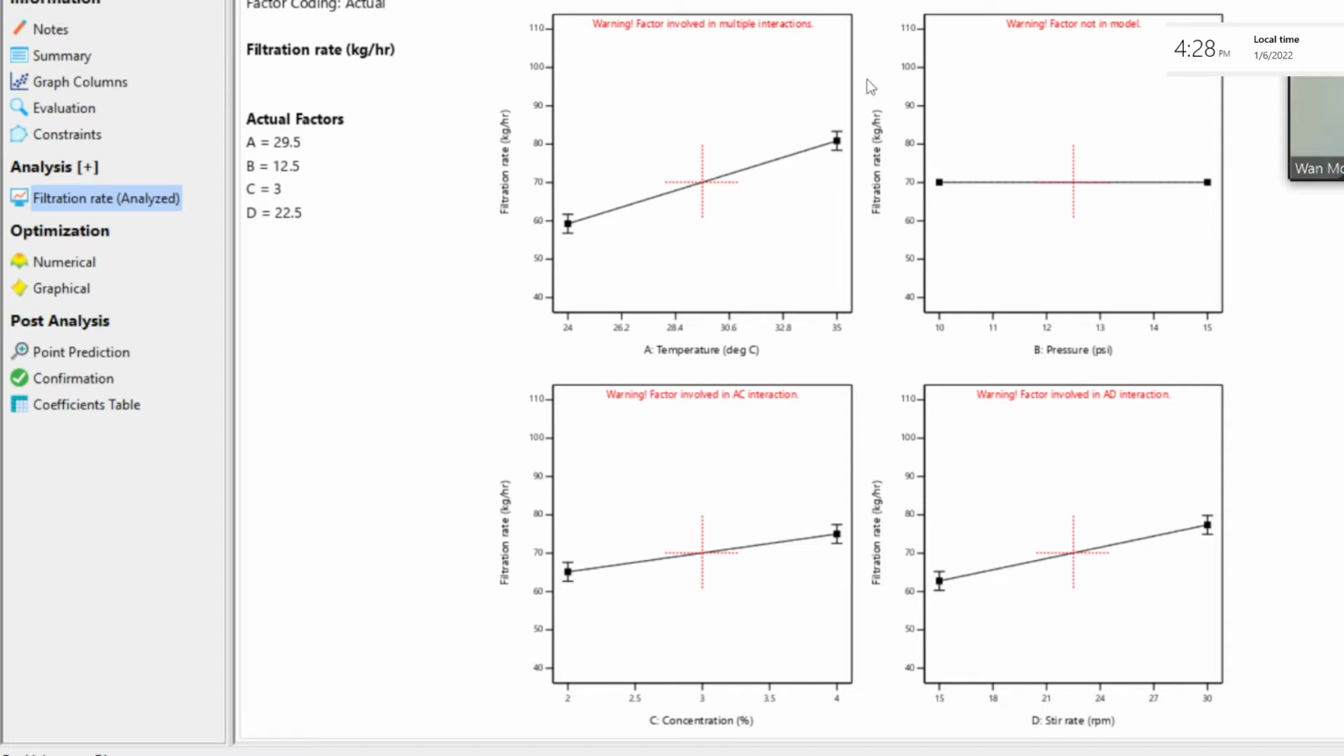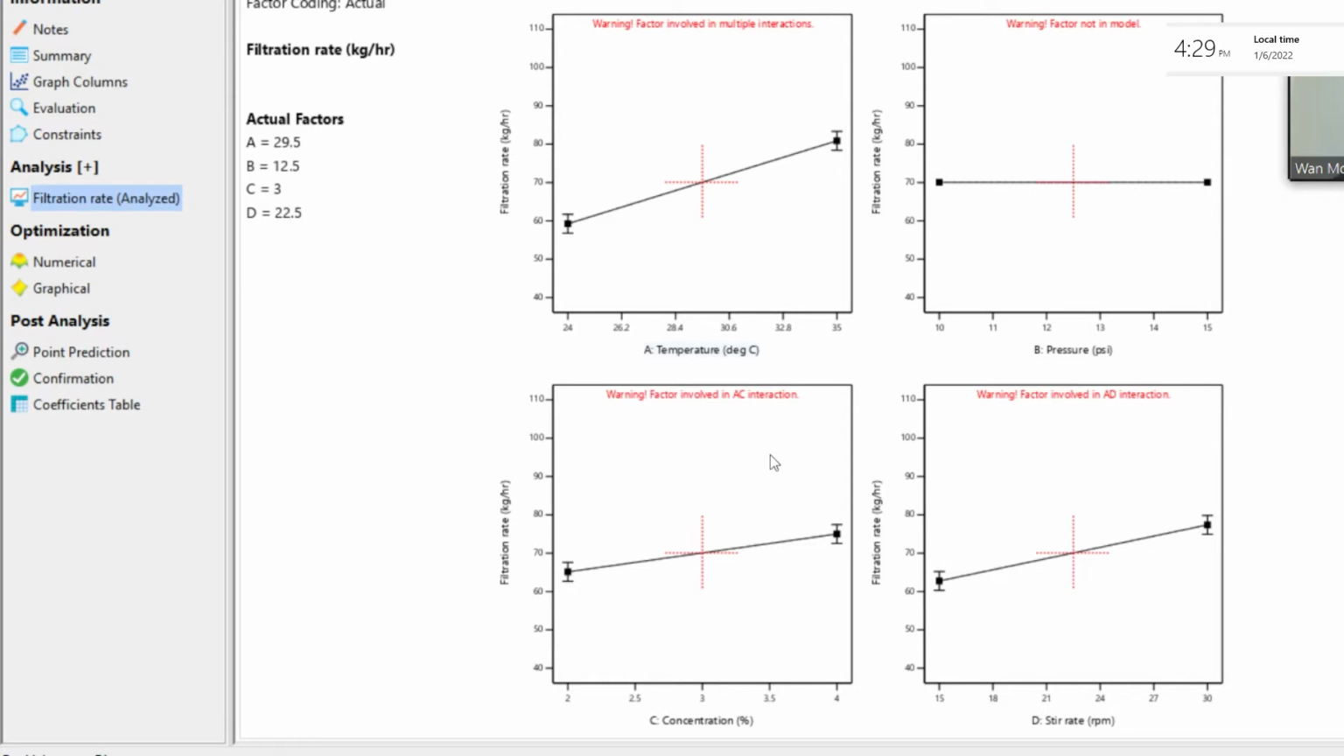So that's okay. But here, if you look, temperature, concentration, and stir rate also have a warning: factor involved in multiple interactions. What it means is that it's not enough for you to look at this one single graph alone to make a decision, because your decision might be misleading, as there are interactions between factors. So you cannot use this graph for decision making. You need to check the graph against their interactions.